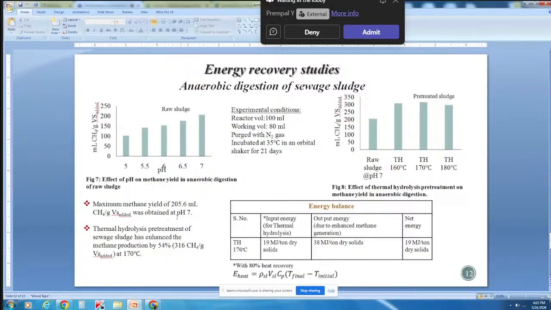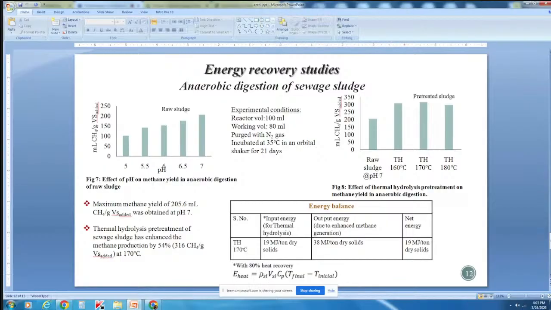An energy balance study was taken up, in which we invested energy for thermal hydrolysis. After investing that energy, the final energy recovery is calculated with the help of this equation, using the density of the sludge, the volume of the sludge, the specific heat capacity, and the initial and final temperatures. The energy given for thermal hydrolysis is 19 megajoules, and the output energy is 38 megajoules. So there is a net energy production of 19 megajoules per ton of dry solids.